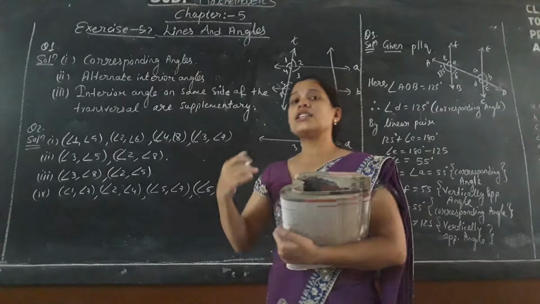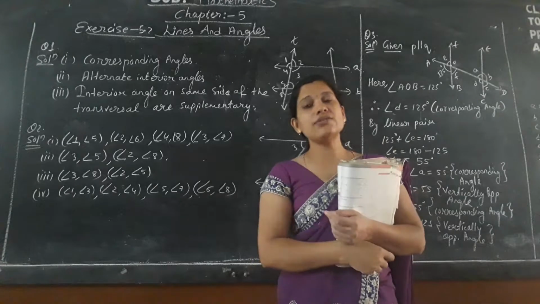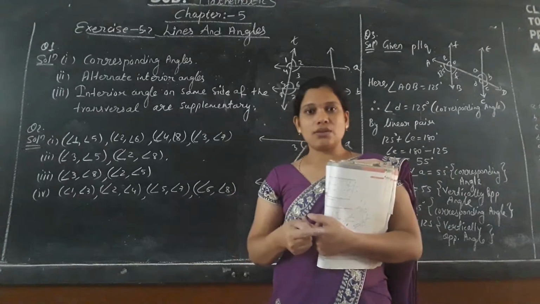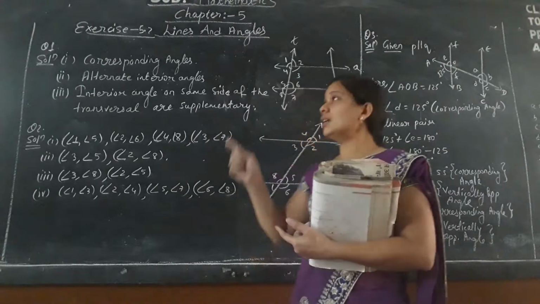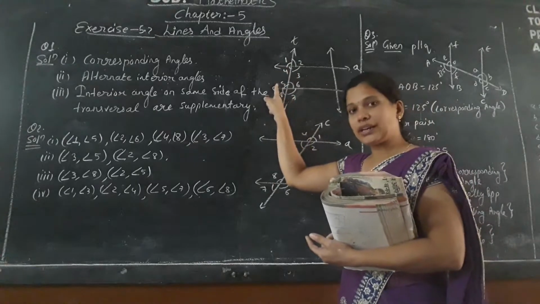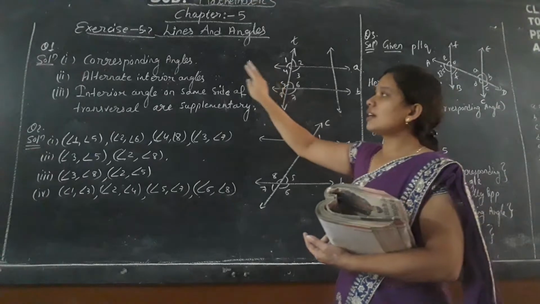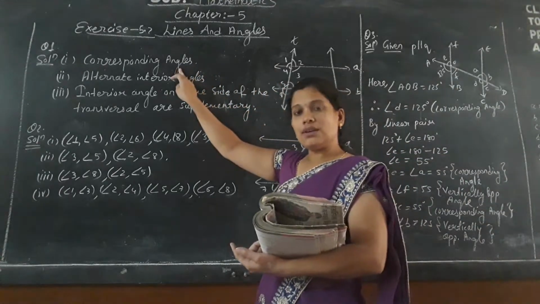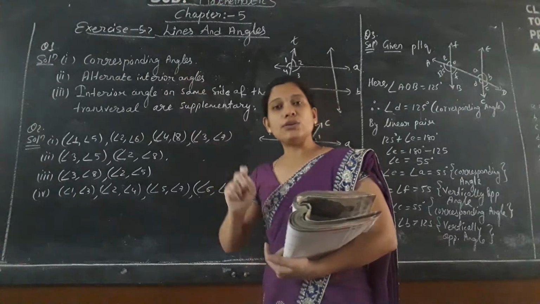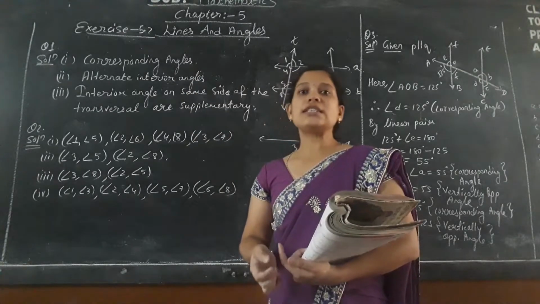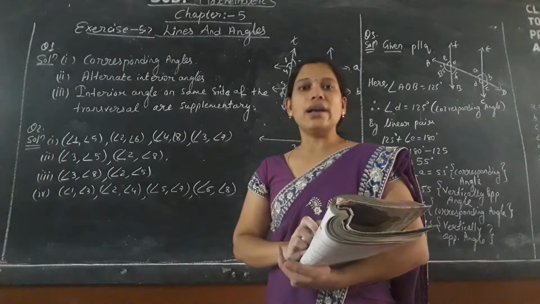Understood the first? What is the corresponding angle property, or what is a corresponding angle? Corresponding angles are those angles made by the transversal on the same side of the transversal, but one should be the exterior angle and the other the interior angle. Such a kind of angle is said to be a corresponding angle. So the answer for the first statement: angle 1 will be equal to angle 5 if A is parallel to B, and the reason is that they are corresponding angles.